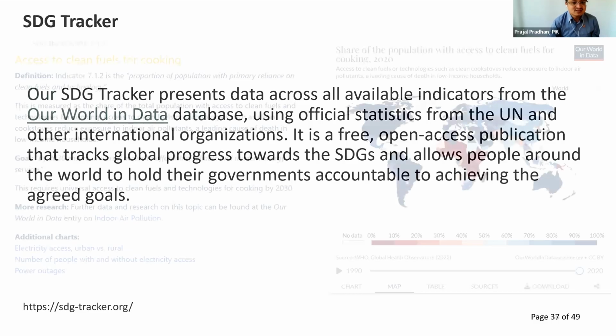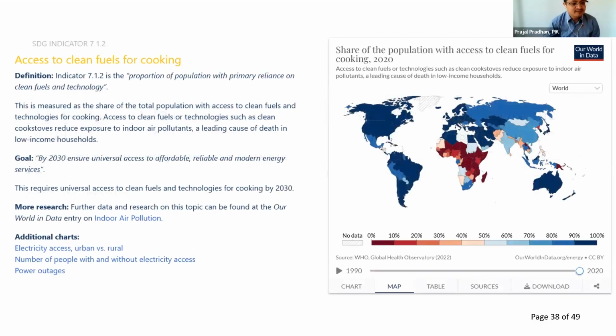So for example, this is one example. You can see here the map is coming from Our World in Data, and in terms of the SDG tracker, they try to link this with an SDG indicator. For example, here, access to clean fuel for cooking, and this is SDG indicator 7.1.2. Then what one can do is, there is also a video. One can click on this chart and see how countries make progress on this indicator from 1990 to 2020. So this is one way to see or visualize SDG progress, which is also one of the monitoring tools here.